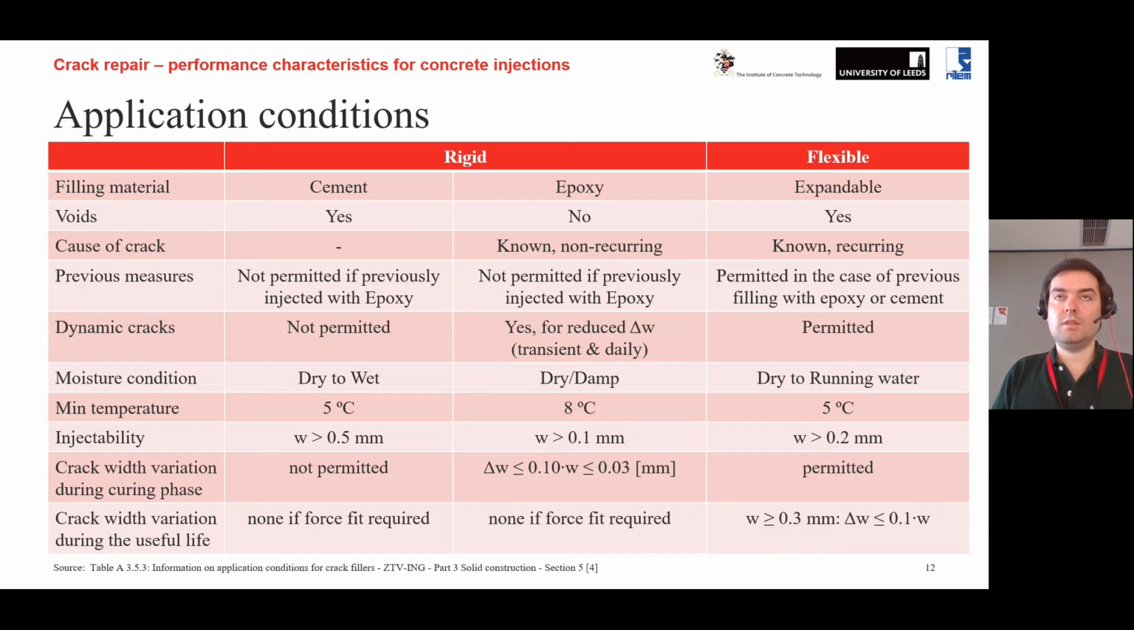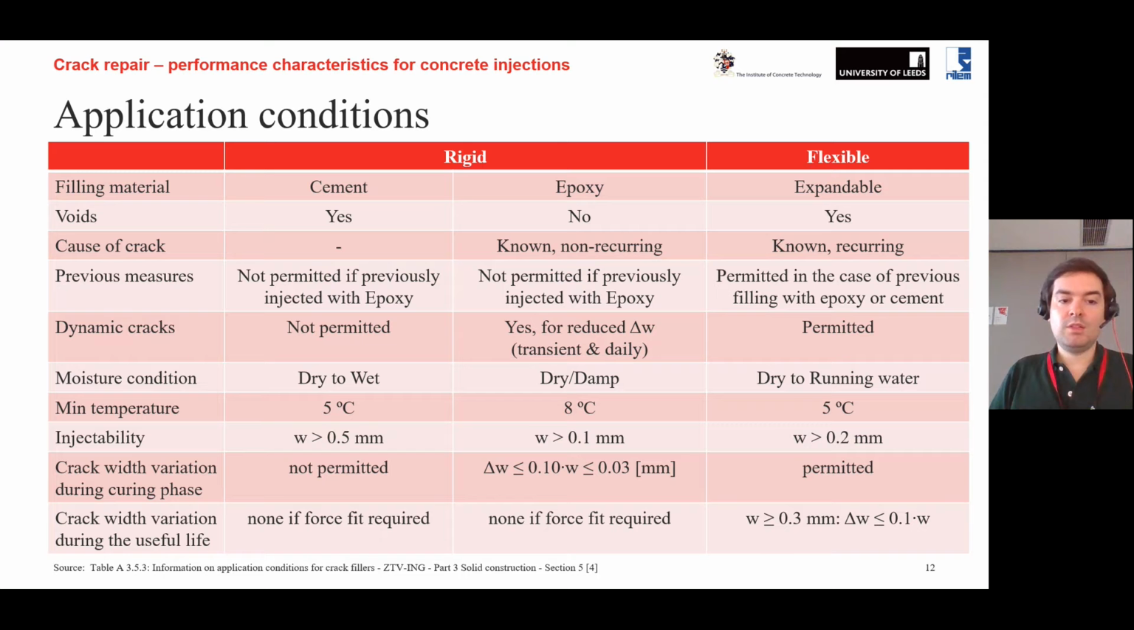So it's always recommended, when you apply epoxies, to actually have monitoring, or seasonal monitoring, of the crack width changes, so that you know that what you are applying will be correct. And for flexible materials, it doesn't really matter. They accommodate very wide ranges of crack width changes, and they also allow for re-injection.